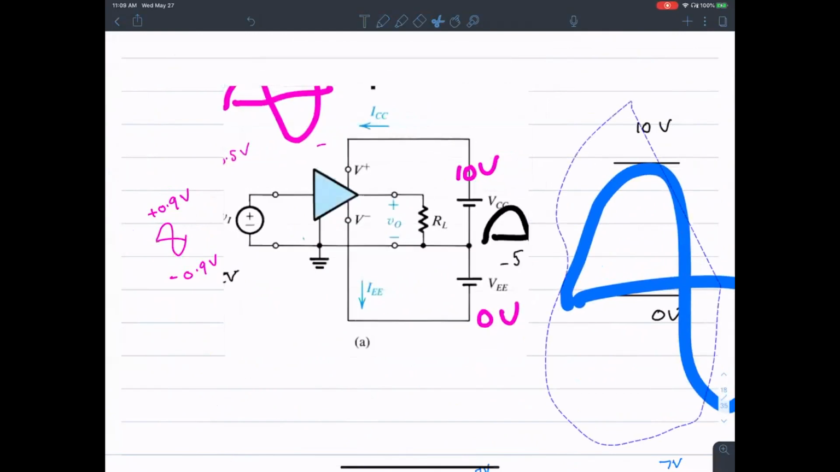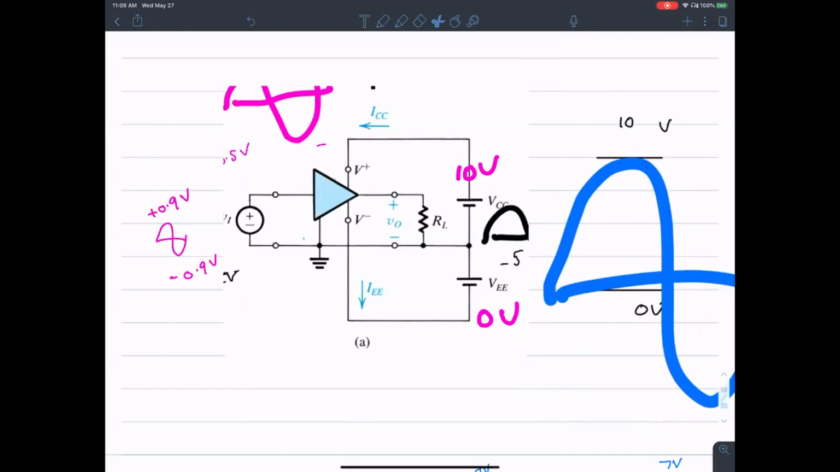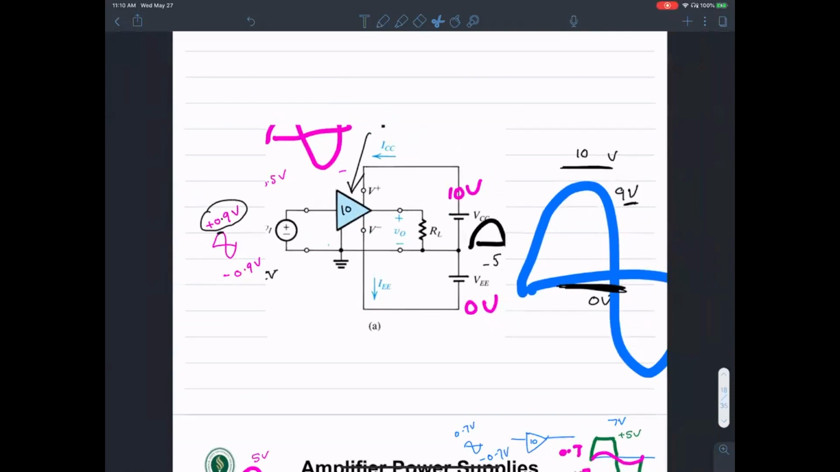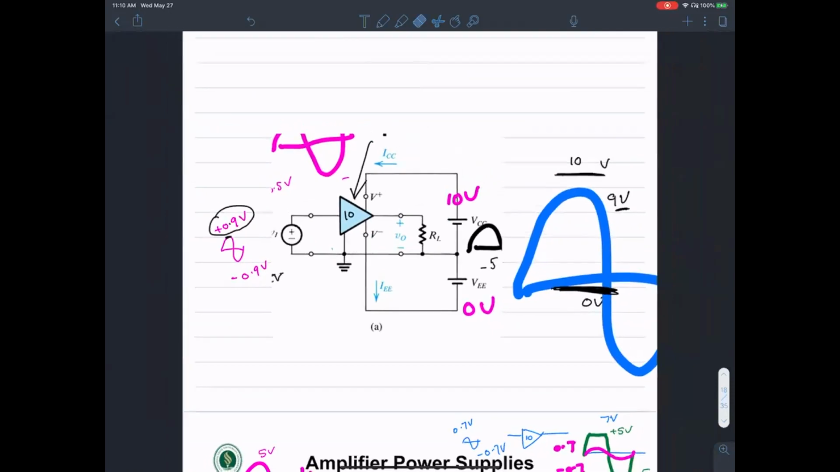This is the output. The ceiling is set, if you remember, by 10 volts and 0 volts. So what you will see is this is going to be magnified up to 9 volts because I have a positive 0.9 on the input. That's going to be multiplied 10 times by the gain of the amplifier. 10 is the gain. So 0.9 is going to become 9 volts. It did not hit the power supply peak. The problem happens on the other side.